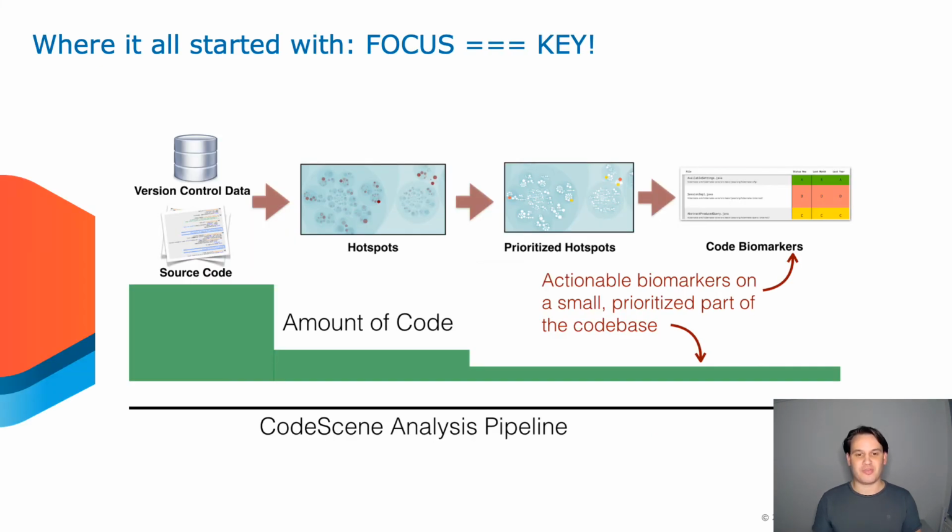So that's it. Focus is key. We started with that big repository with a lot of data. We focused and got to hotspots. We prioritized them and made sure that we zoomed into those hotspots that were most valuable for us to fix. This resulted in, for example, code biomarkers. You get information about how to fix them and how you should actually bring up the quality in your code. And this way we did bring it down to only that part that will make it more valuable for your project.